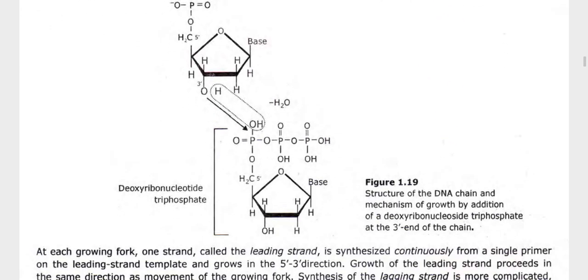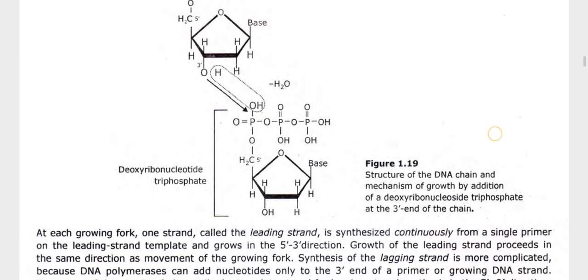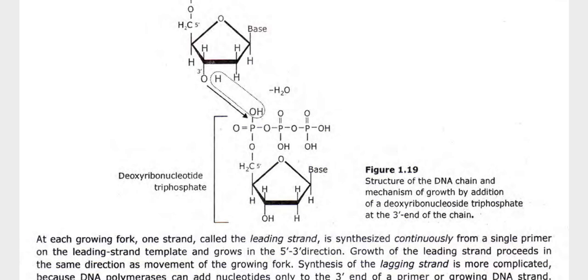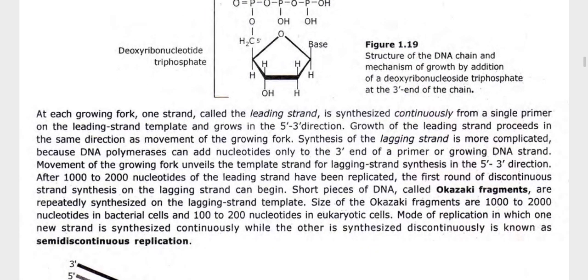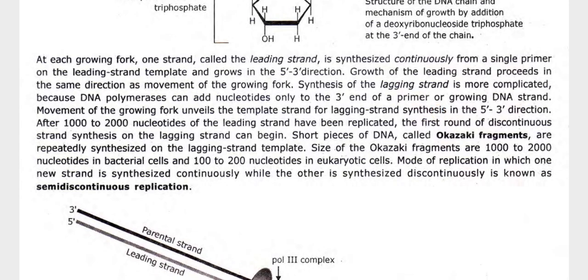Here we can see the picture in the figure: the structure of the DNA chain and the mechanism of growth by addition of deoxyribonucleoside triphosphate at the 3' end of the chain. At each growing fork, one strand, called the leading strand, is synthesized continuously from a single primer on the leading strand template and grows in the 5' to 3' direction. Growth of the leading strand proceeds in the same direction as movement of the growing fork.